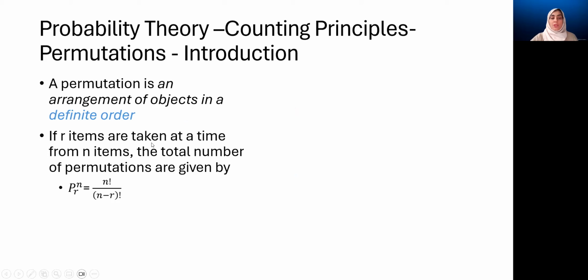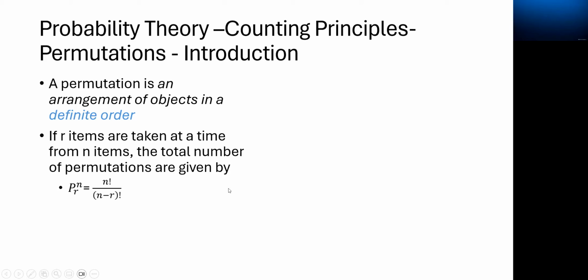If r items are taken at a time from n items, the total number of permutations is given by, this is how we represent the permutation, P(n, r). So we have n total items and we are choosing r from them. The expression to calculate the number of permutations that we get is n factorial divided by (n minus r) factorial.